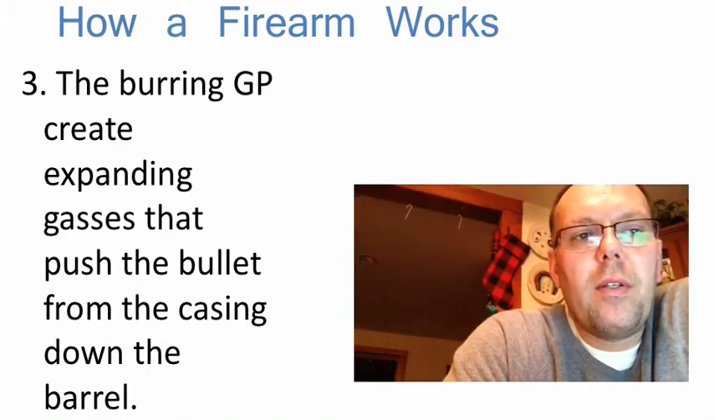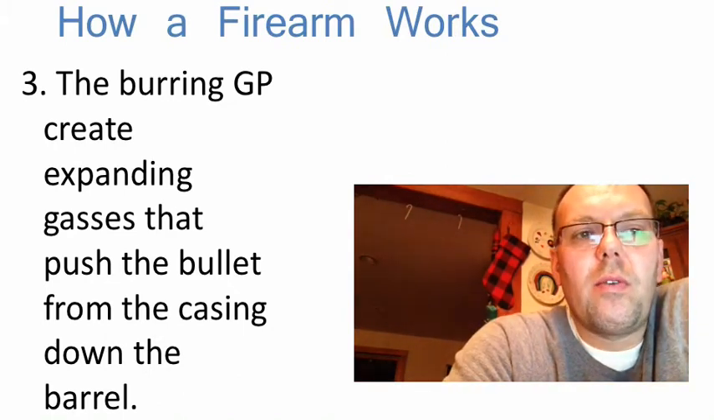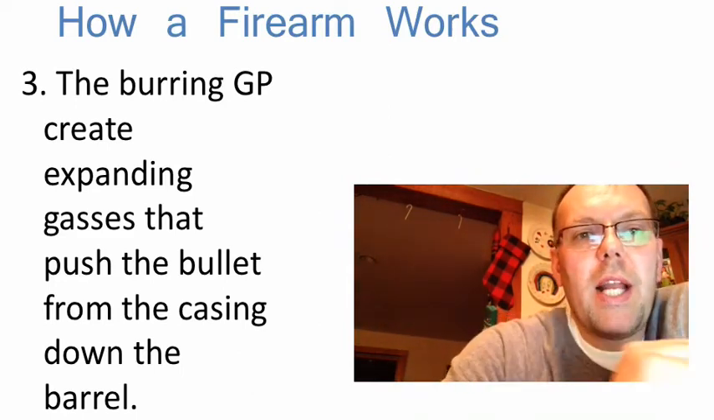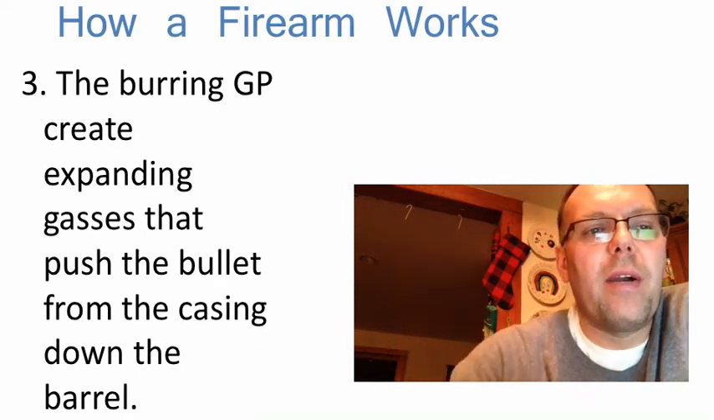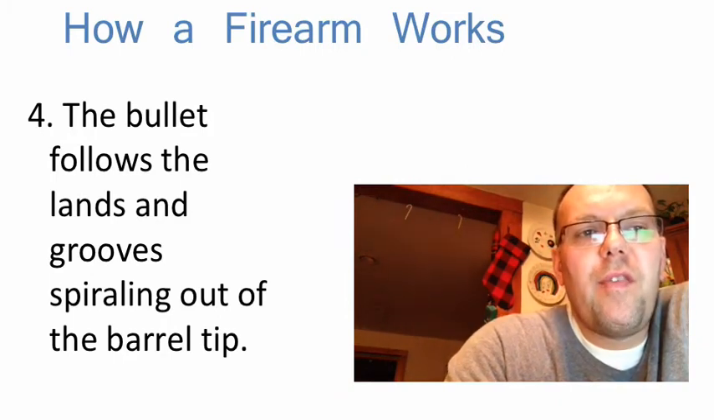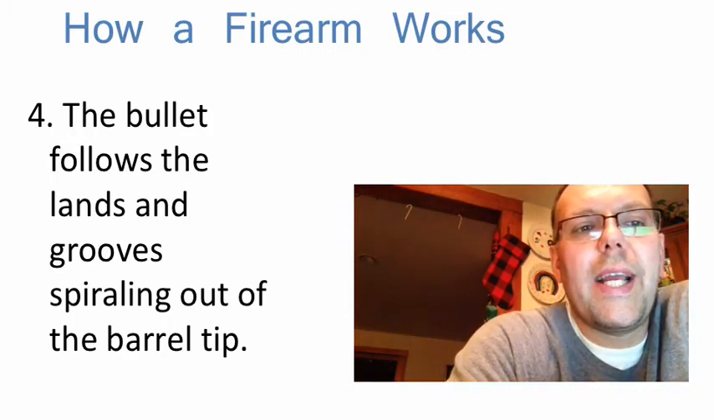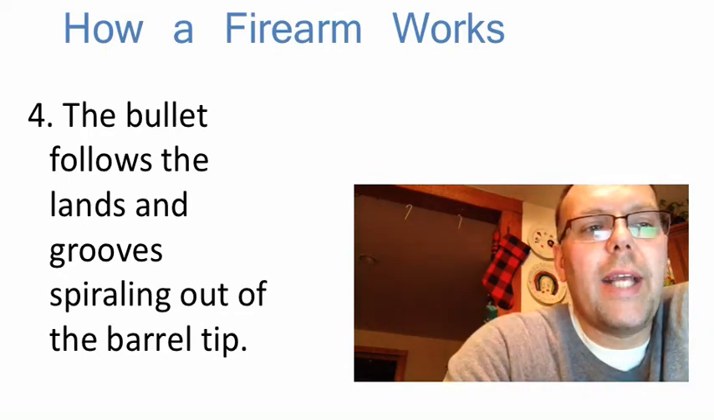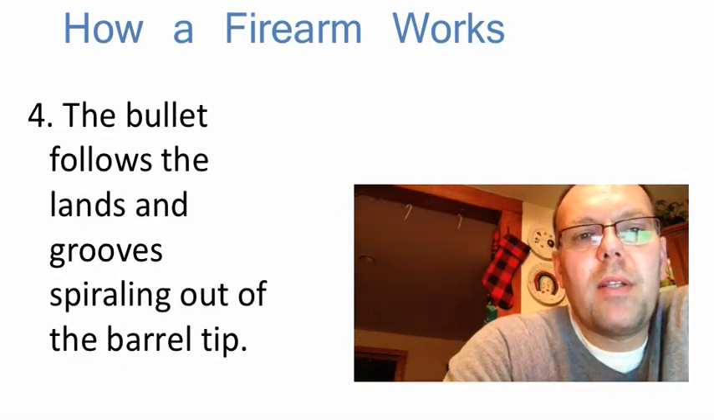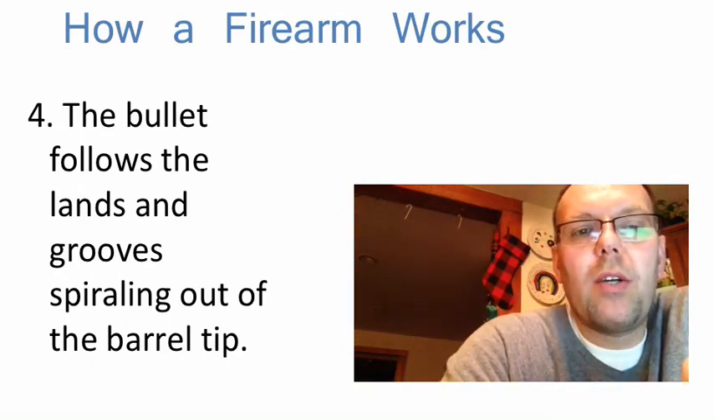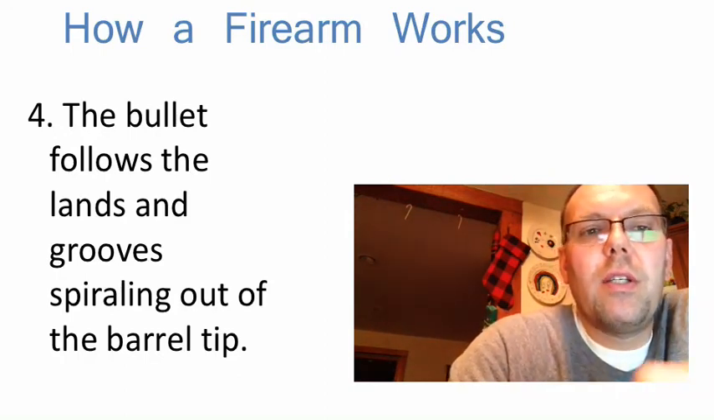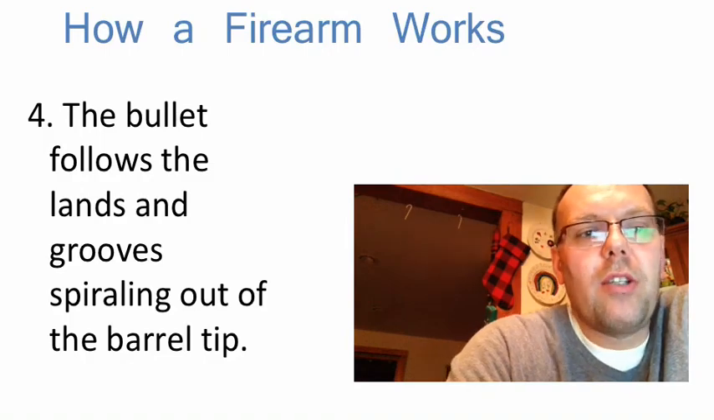The burning gunpowder starts to create gases, and those gases expand. And with that expansion, it builds up pressure, and it actually forces the bullet down the barrel. As the bullet starts to go down the barrel, it follows those lands and grooves, creating a spiraling motion until it exits the tip of the firearm. One thing I want to add to this, at the same time that this is happening, remember what's happening to that cartridge. The cartridge, the shell casing, rather, is actually being ejected out the ejector port.